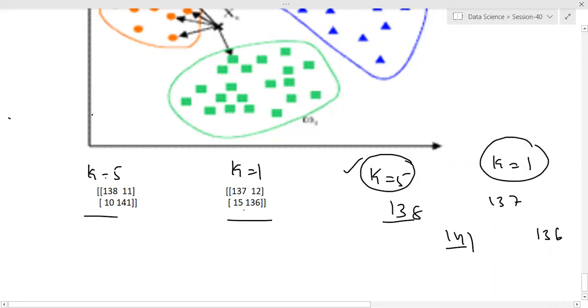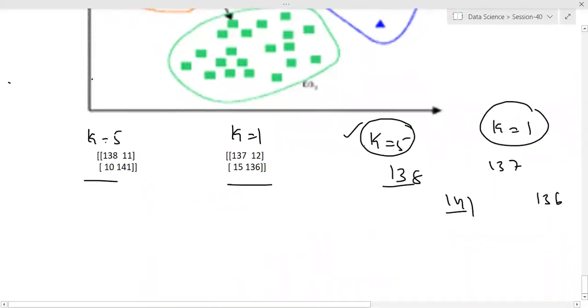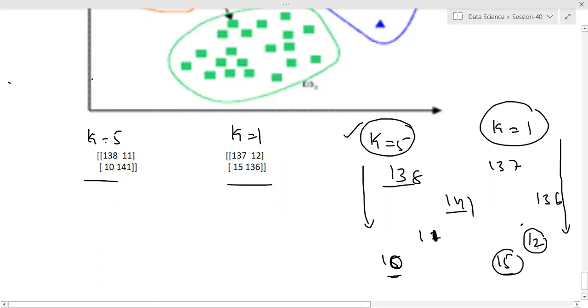Likewise, if I am talking about the negative values, in my k equal to 5, the negative values are spread over like this, 11 and 10. Whereas in my k equal to 1, I am getting this 12 as well as the 15. Now see here, these values should be less, but in case of the k equal to 1, I got more values. Then what is your conclusion from this point?